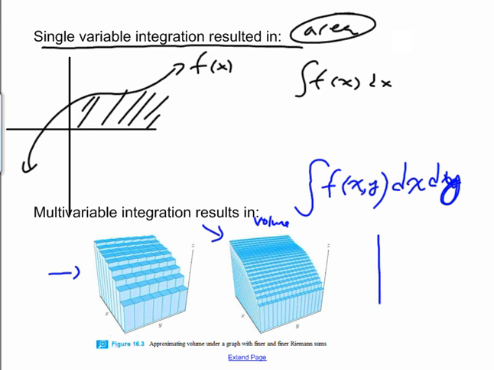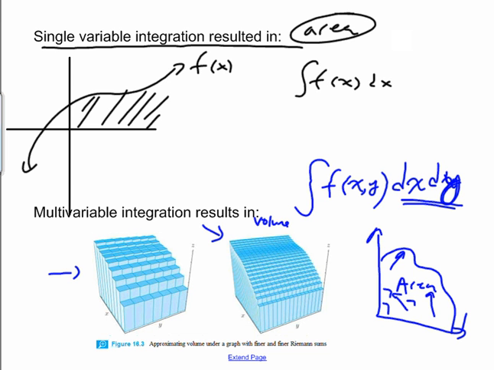So in other words, we're going to take some area, that dx dy, and we're going to add volume to it. So imagine this becoming three-dimensional, stuff coming out of the page.